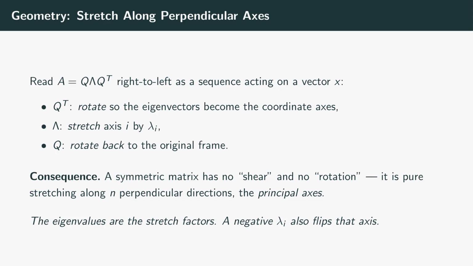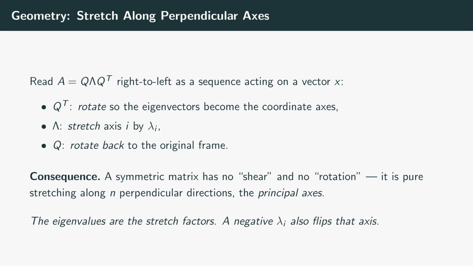The factorization is not just algebra, it is a complete geometric story. Read A equals Q lambda Q transpose from right to left, acting on a vector. First, Q transpose rotates space so that the eigenvectors line up with the coordinate axes. Second, lambda stretches: each axis gets multiplied by its eigenvalue, lengthening or shrinking it, and flipping it if the eigenvalue is negative. Third, Q rotates everything back to the original orientation.